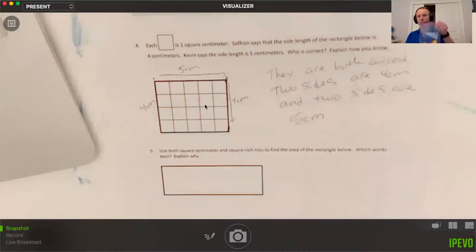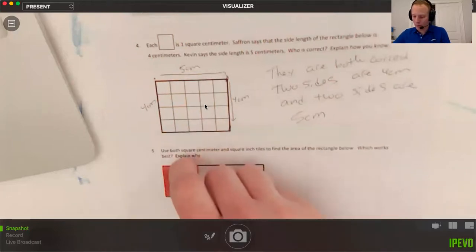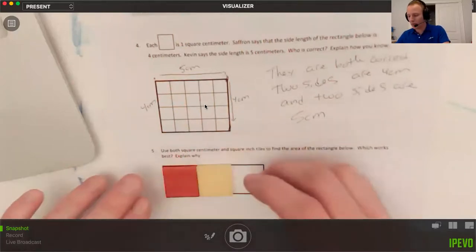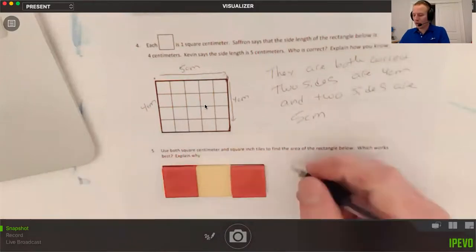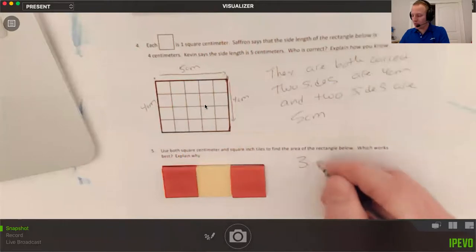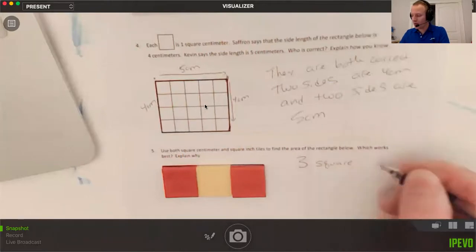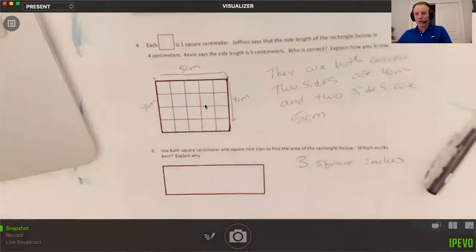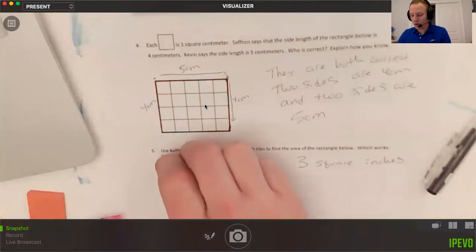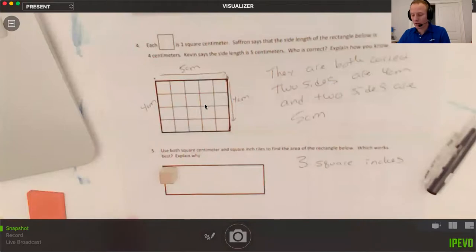So we'll put our trusty tools here, and I think we'll start with square inches. I have 1. This is real simple, right? They fit right in there. So it's 3 square inches. Right, that one was straightforward. And since this is asking me which works best and why, I'm assuming that it's about to get less efficient here. Otherwise, they wouldn't ask that question.